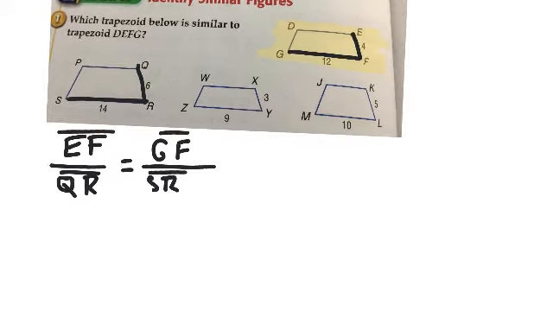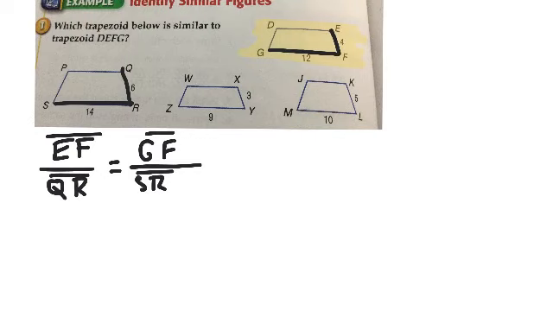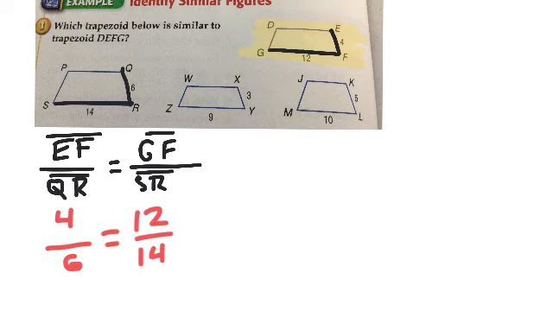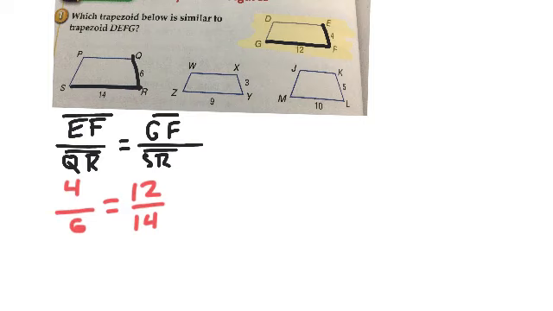Okay, so what we're going to do is we're going to now put numbers in for those values. So we know side length EF is 4. We know side length QR is 6. I want to know, does that equal side length GF, which is 12, over side length SR, which is 14. So you get two ways you can see if this works. You can reduce the fractions. So like 4 over 6, what does that reduce to be? 2 over 3. And then what about 12 over 14? What does that reduce to be? 6 over 7.